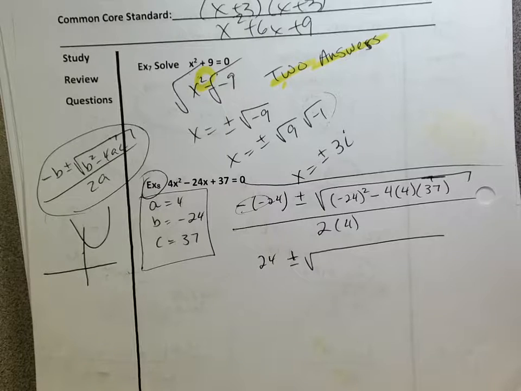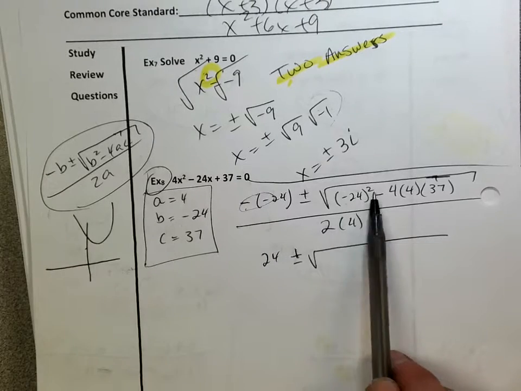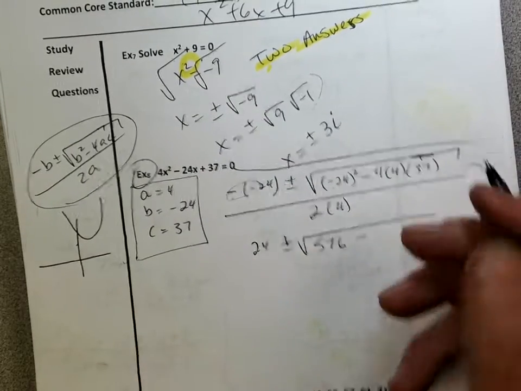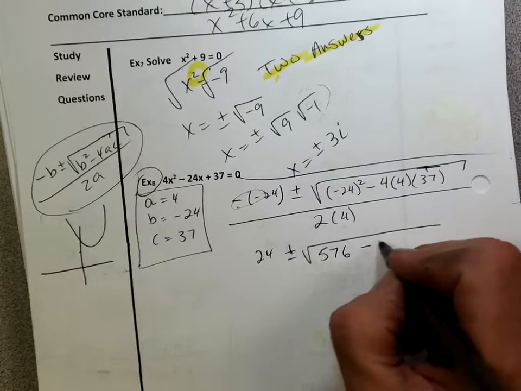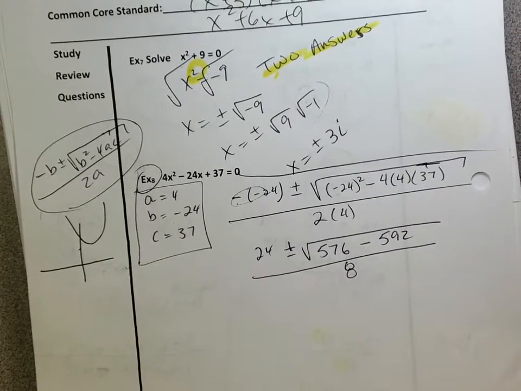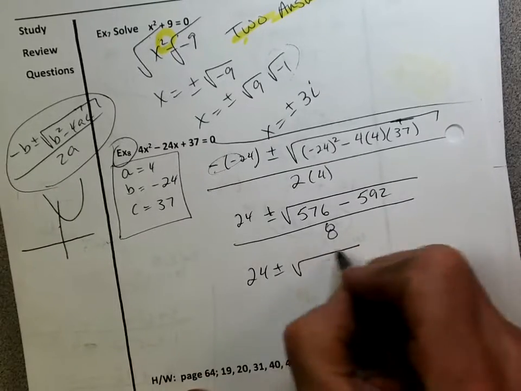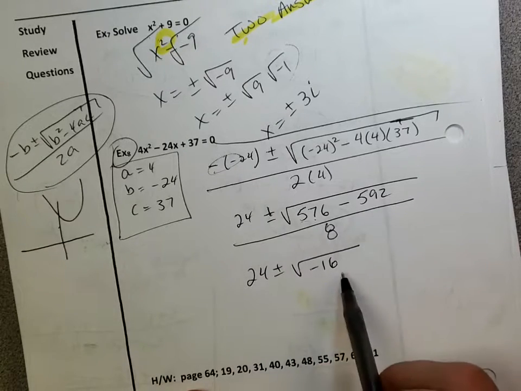Oh, 24 squared. First of all, before I say anything, it will be positive. Don't make a mistake. Any negative squared is always positive. Always. Negative times a negative, right? So 24 squared. Don't make that mistake on the test. 576 minus, let's see, what's 4 times 37? I get 592, all over 8. Okay, how am I doing? Minus 576. So, let's keep going. 24 plus or minus, well, this turns out to be a negative 16. 576 minus 592 is negative 16.